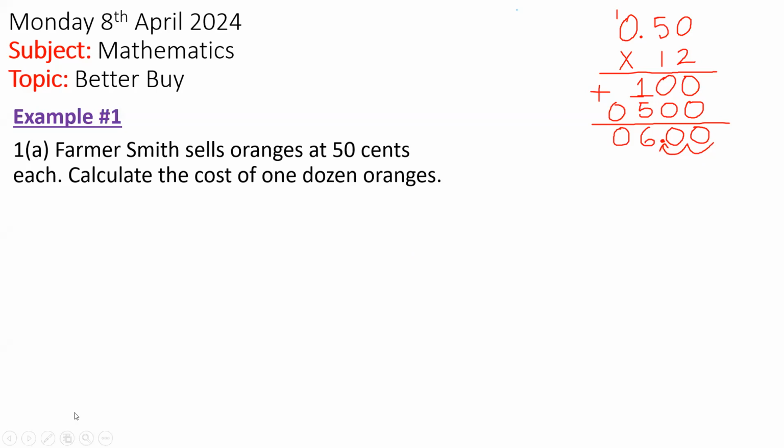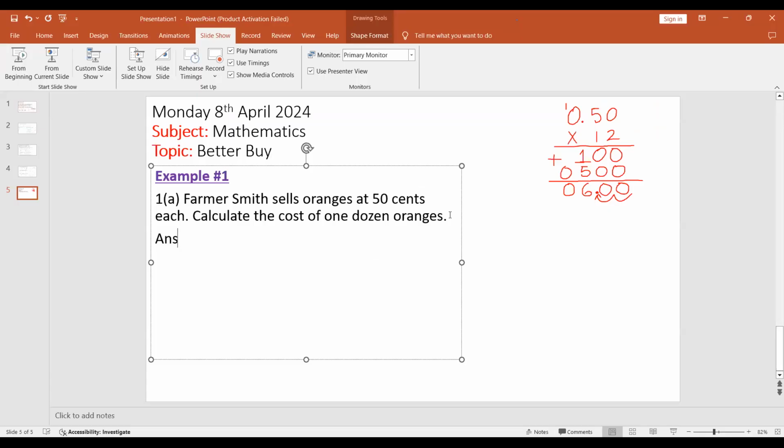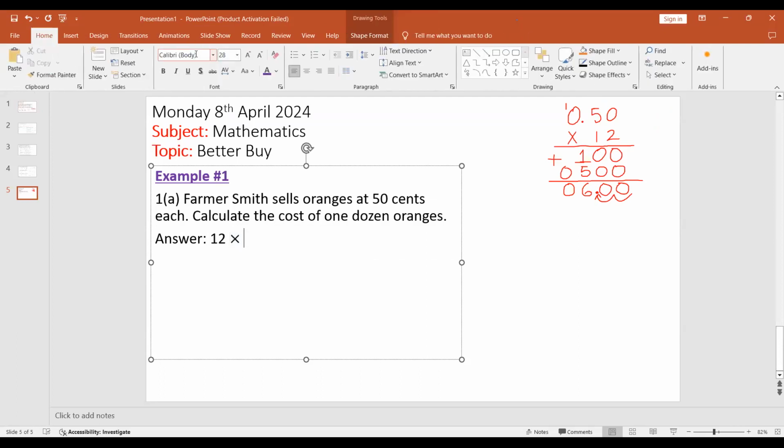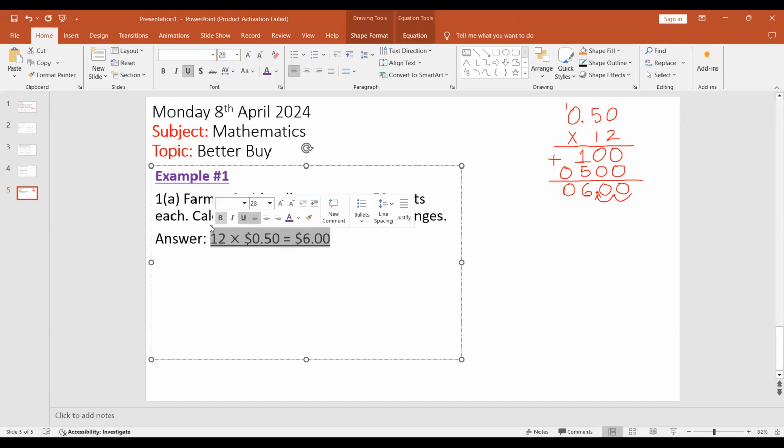So a dozen oranges is going to be $6. And how did we get that? We got that because we multiplied. So the answer is 12 multiplied by 0.5, which is 50 cents, which is going to be equal to what? $6. All right, do we understand how we got our answer of $6? Let me know if you understand. Yes, sir.